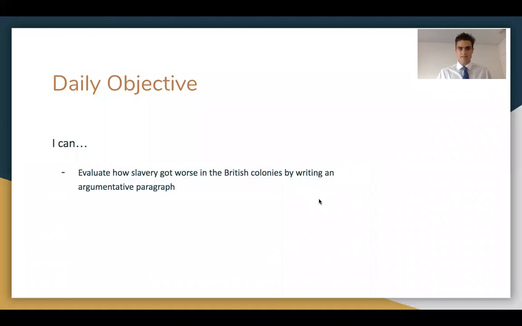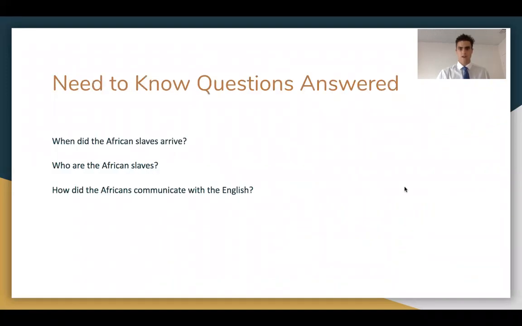Our daily objective is: I can evaluate how slavery got worse in the British colonies by writing an argumentative paragraph. Okay? The need to know questions that will be answered today: When did African slaves arrive? Who are the African slaves? And how did the Africans communicate with the English?